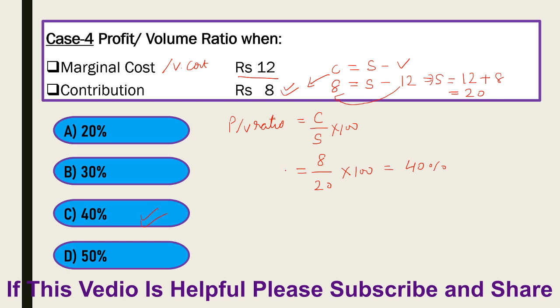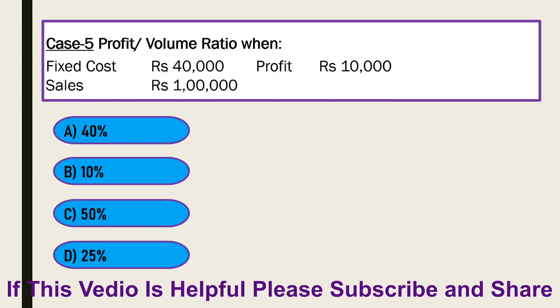In the next case, fixed cost is given, which is 40,000, profit is 10,000, and sales is 1 lakh rupees. Now how do we calculate PV ratio in this situation?